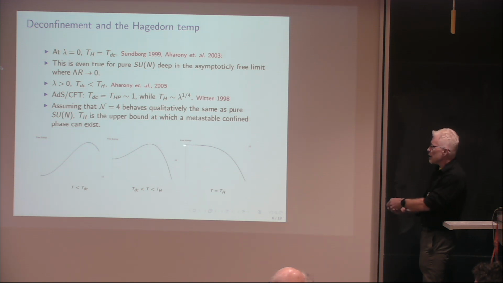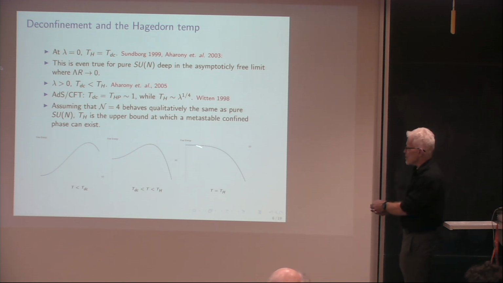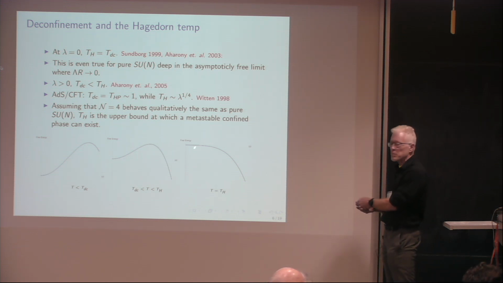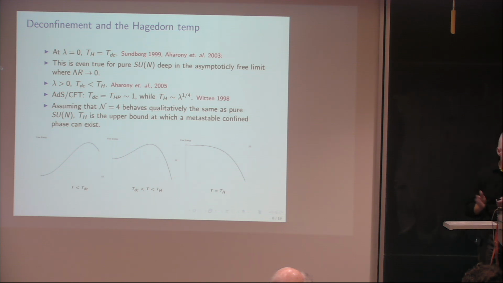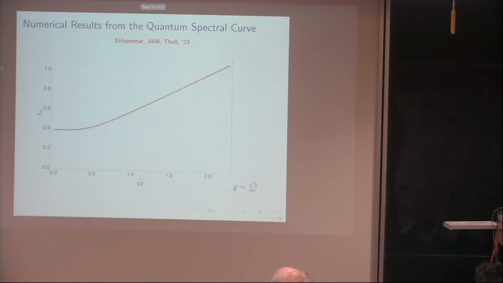And then if we're right at the Hagedorn temperature, we have something like this, and so this metastable phase disappears. So you can't be in there at that point. So that's the way you should think about it. From now on, I'm basically just going to talk about Hagedorn. I'm not going to talk about deconfinement.